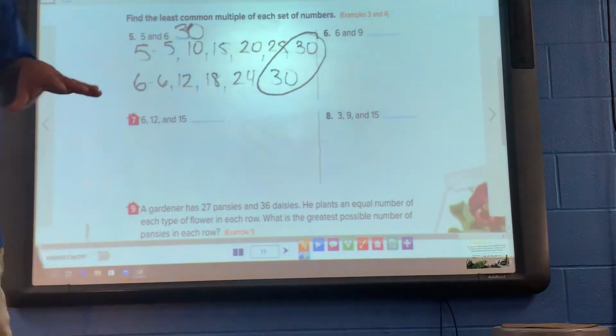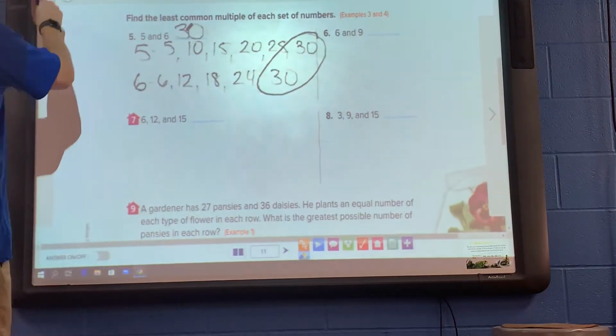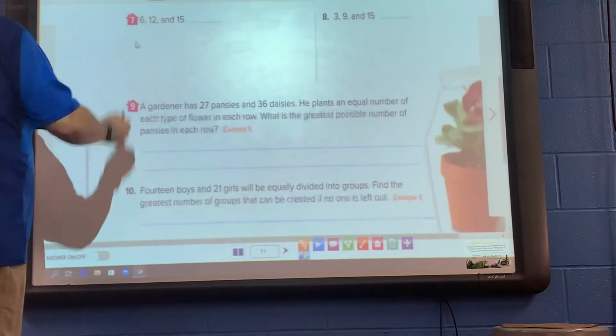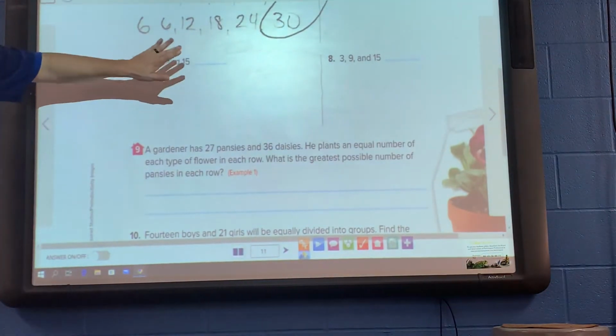Okay, you're finding the smallest number they have in common. Before, it was the greatest number they had in common. Now we're finding the least number that they have in common. So we're going to do number 7 next. So 6, 12, and 15.